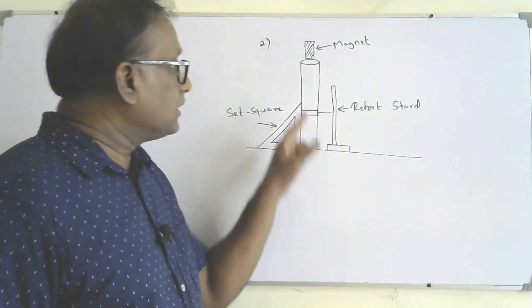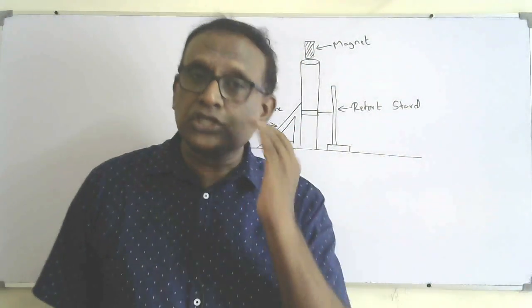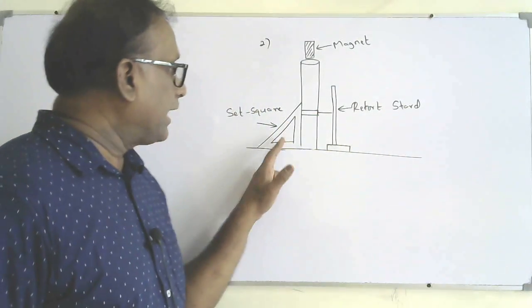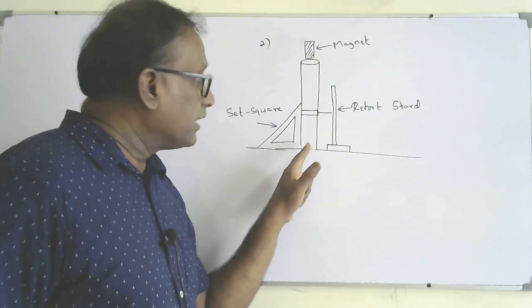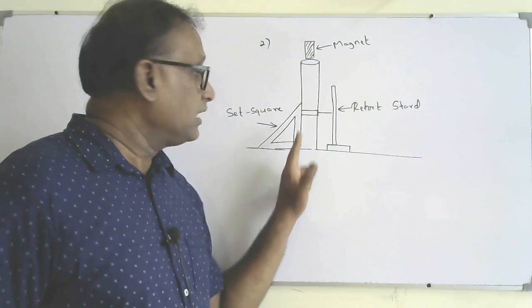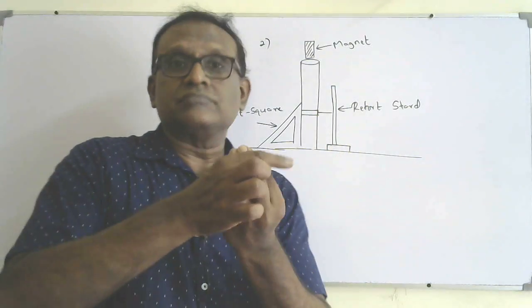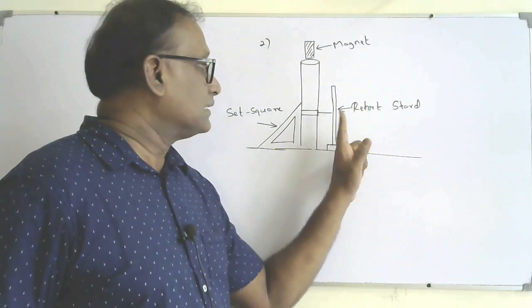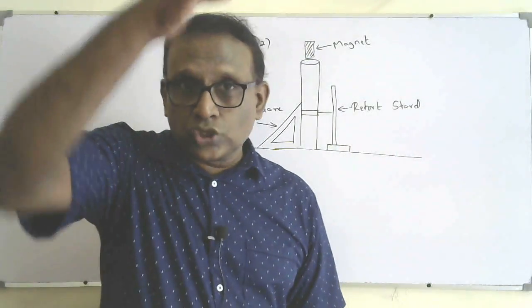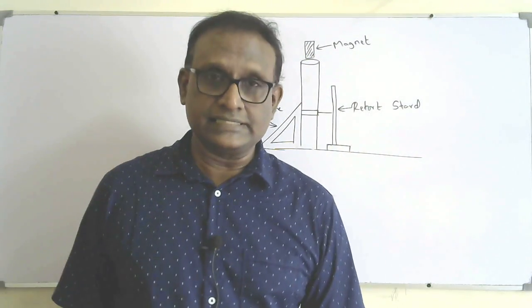Then we should keep the copper tube in a vertical position. How can we ensure the tube is in a vertical position? You can keep a set square aligned with it, so you can check whether the tube is vertical. You can attach it to a retort stand. You can fit the copper tube with the retort stand, so the tube will be in a vertical position.